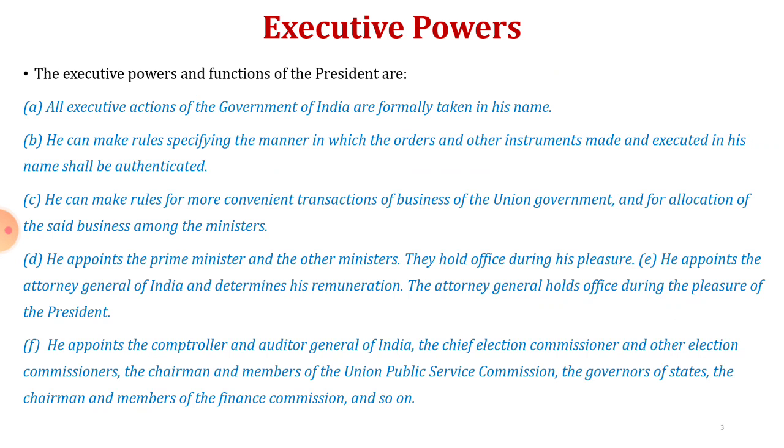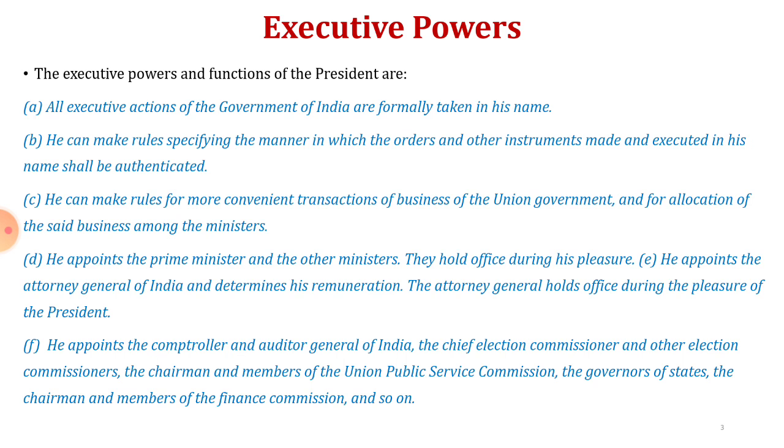He appoints the prime minister and other ministers. They hold the office during his pleasure. He appoints the Attorney General of India and determines his remuneration. The Attorney General holds the office during the pleasure of the President. He appoints the Comptroller and Auditor General of India, the Chief Election Commissioner and the other election commissioners, the chairman and members of the Union Public Service Commission, the governor of the state, the chairman and members of the finance commission, and so on.